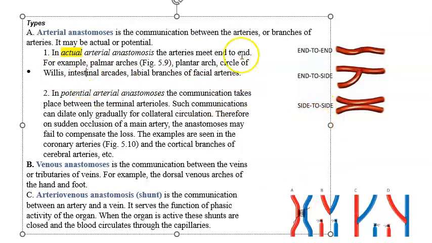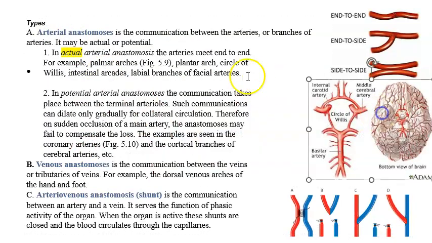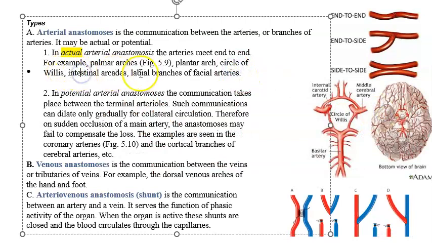Right? Then you have the circle of Willis, that is in your brain. So you have end-to-end anastomosis between these arteries. Example only they are asking. So palmar arch, plantar arch, circle of Willis, then other things you can write. Okay. Then coming to potential arterial anastomosis, what does it mean?